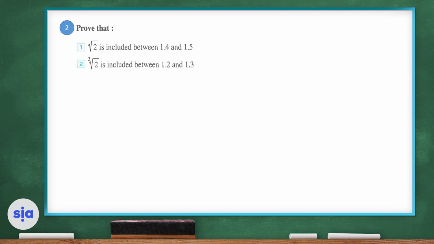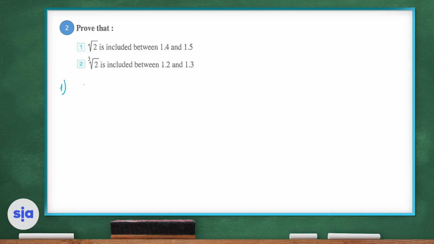The second part of the evaluation is the prove that part. Here in the prove that we have 2 questions. Let's answer the questions together. In question 1, it says square root of 2 is included between 1.4 and 1.5. The question wants us to prove that the square root of 2 is included between 1.4 and 1.5.